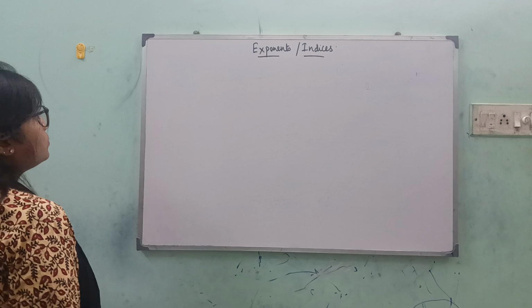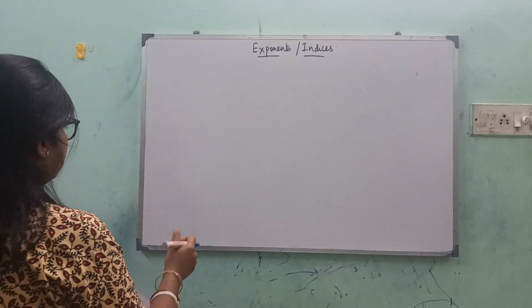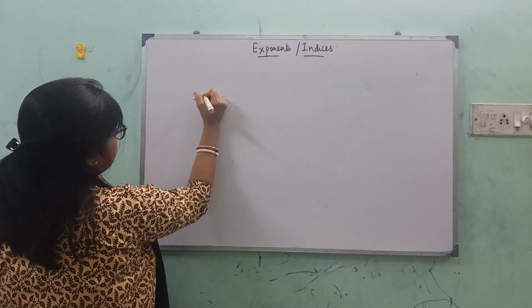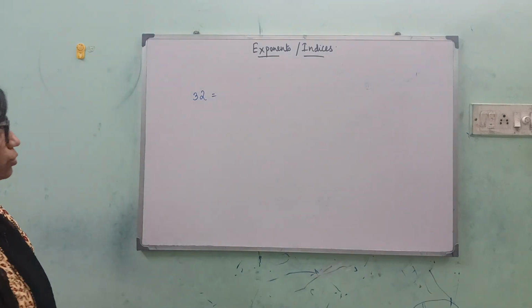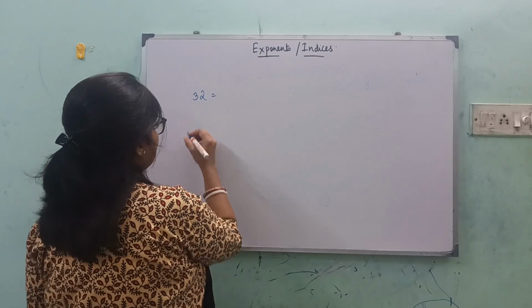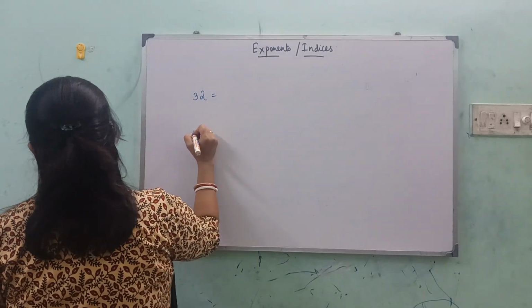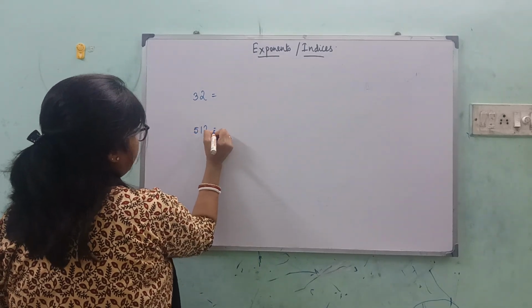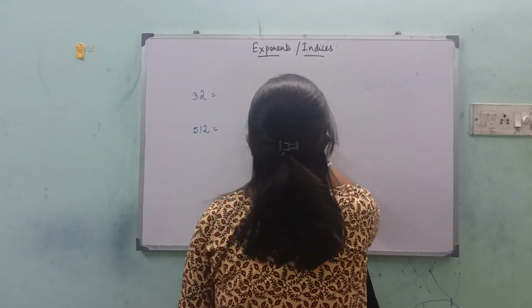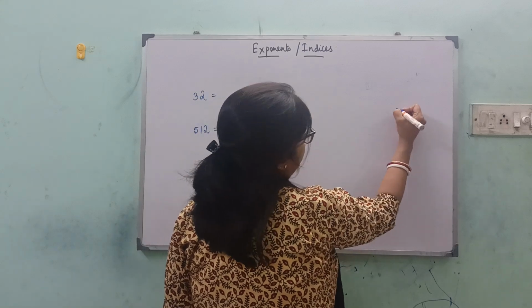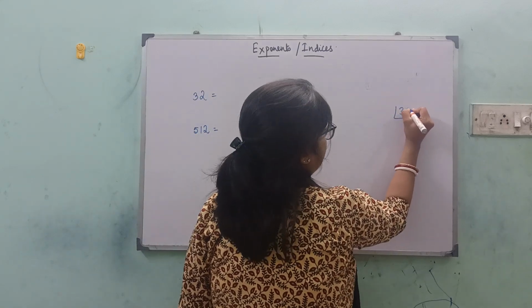Let us do some sums based on this. So if I say express 32 in the powers of 2. So how will we express this 32, or say let us express 512 in the powers of 2. So how will you express? Whenever you have to express a particular number in the exponential form, you will prime factorize the number.